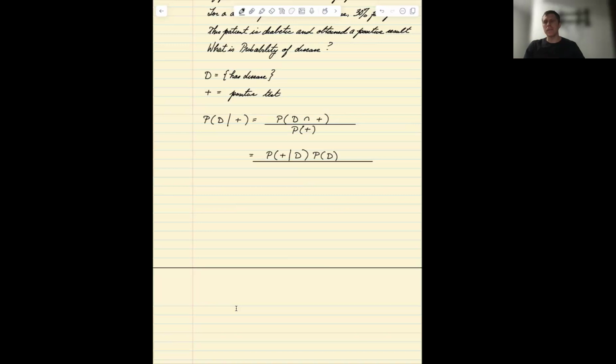Well, now we have to break this up into the situation where we have the disease and don't have the disease. So this is the law of cases, right? We can have a positive test under two different scenarios, where we have the disease or don't have the disease. So what do we know? Probability of a positive test is probability of a positive test given that we have the disease times probability of the disease, plus probability of a positive test given that we don't have the disease times the probability we don't have the disease. Okay.